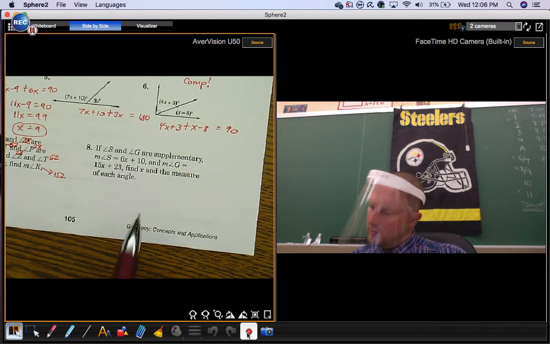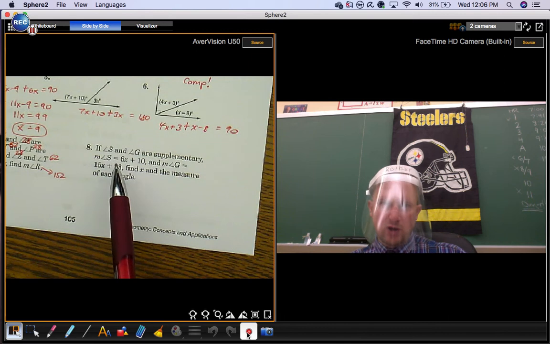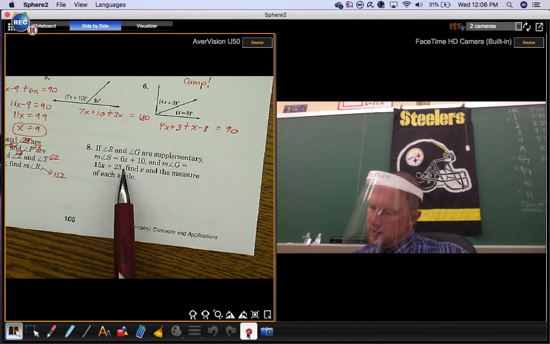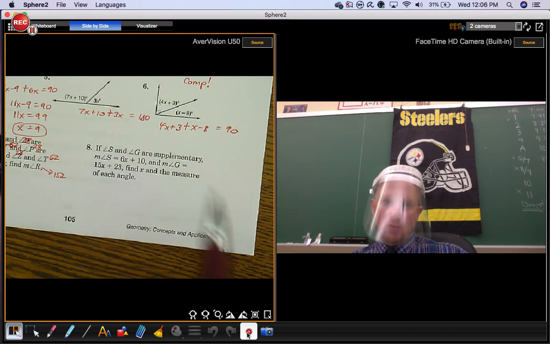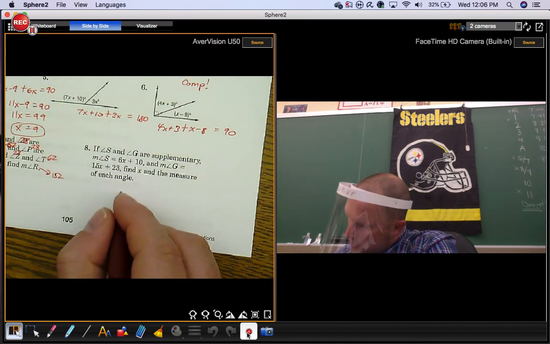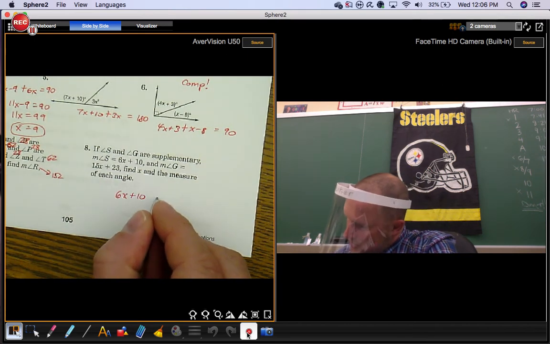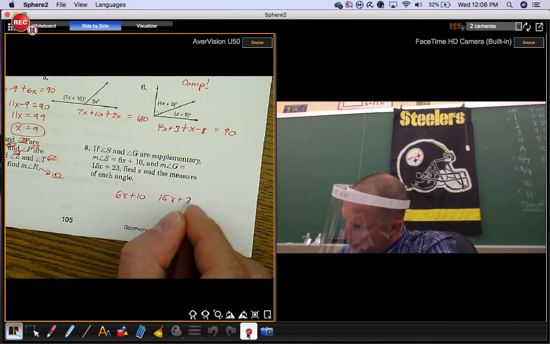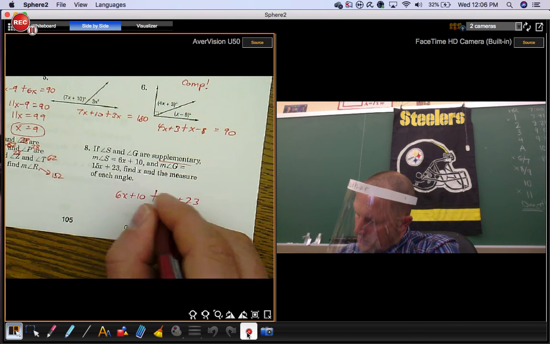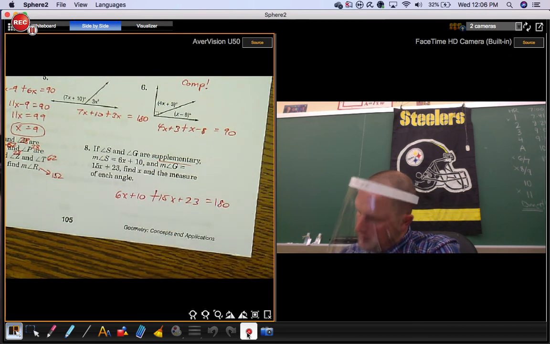Okay, so number 8 probably isn't as similar as I was thinking. We'll just read over it and maybe write the equation. If angle S and angle G are supplementary, then that means that these two angles that we have measures for add up to 180. Find x and the measure of each angle. So 6x plus 10, 15x plus 23 are supplementary angles. Add them, set them equal to 180.